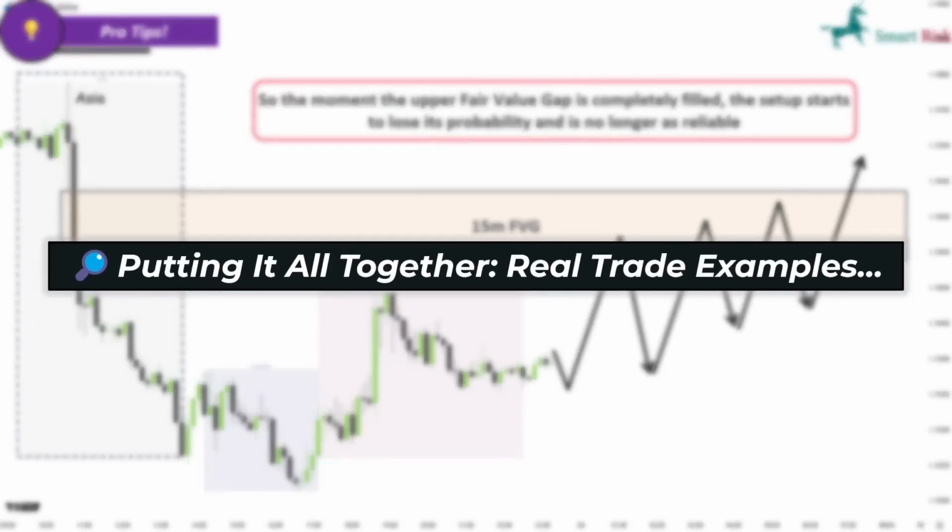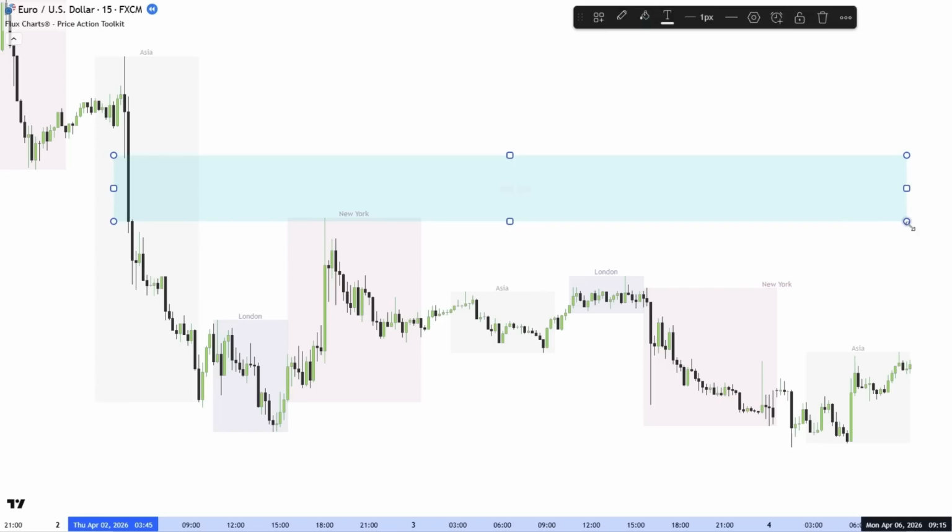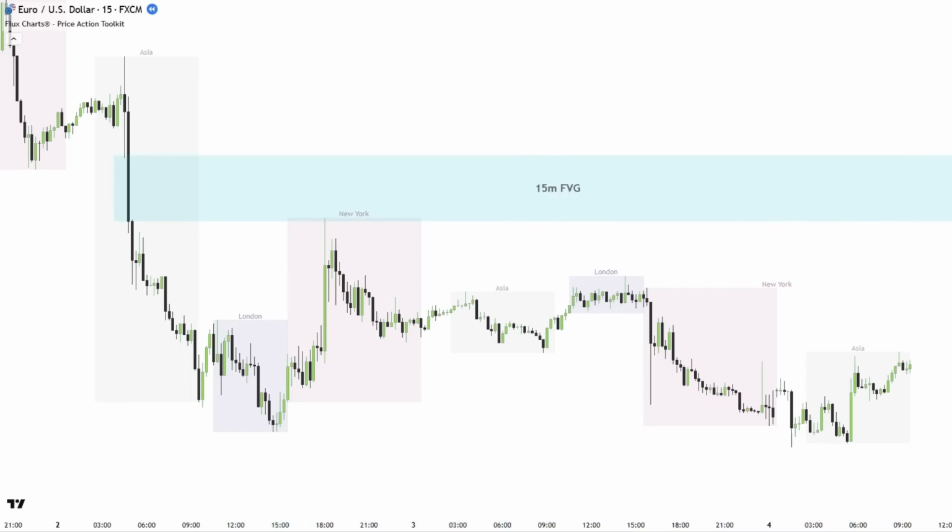Let's put everything together and move into some real chart examples to see exactly how to apply this trading model step by step. Here we have the Euro-Dollar 15-minute chart on the screen. As you can see, price created a large unmitigated fair value gap during the Asian session, and it has remained unfilled for some time.